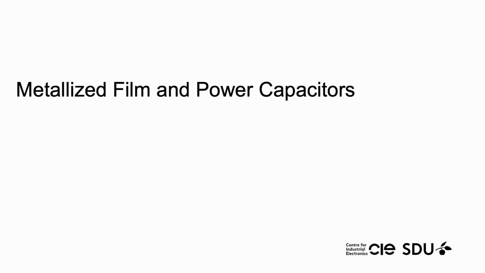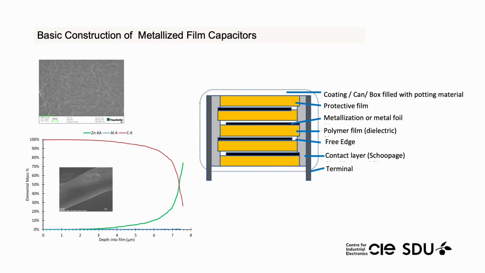Now I would like to talk about our work in the fields of metallized film capacitors and power capacitors. This slide shows the basic construction of metallized film capacitors. Normally two thin polymer films with a thin metallization layer on top are wound up, and the top and the bottom of the winding element are metal sprayed to interconnect the plus and minus electrodes respectively, having free edges to have separate metallization and interconnection.